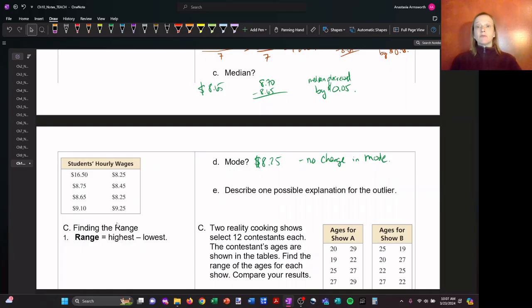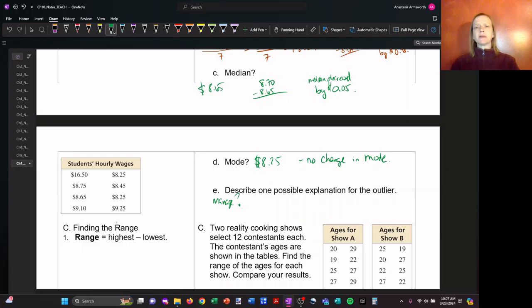Well, one possible explanation for this is just that student is doing a bigger job. Perhaps they're a manager, and so they get paid more. Perhaps they manage all of the park attendants who work on a ride. So that would be one difference.